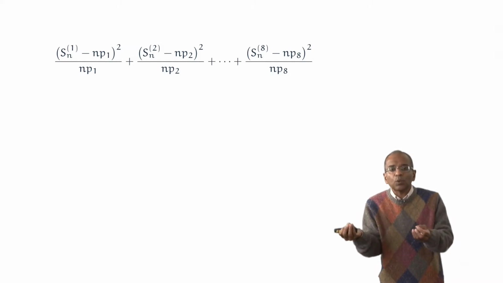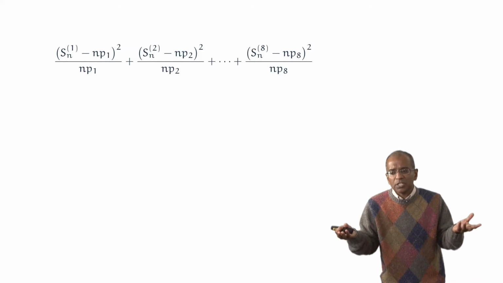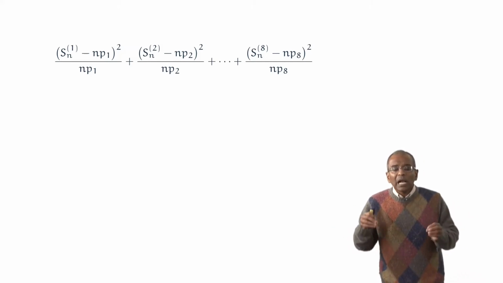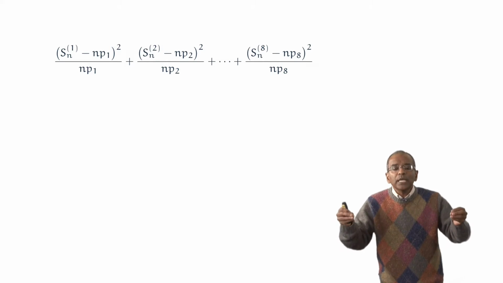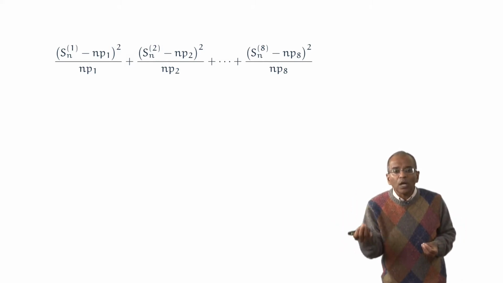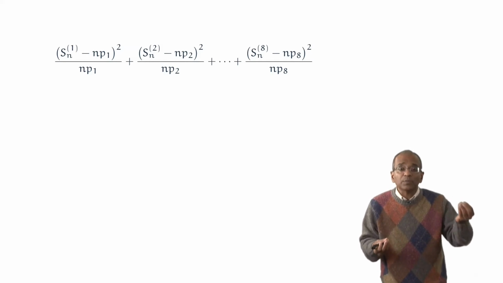Determine the values Sn1, Sn2 through Sn8. Very simple. That's simply a matter of putting them into bins and counting. Compare each to the pre-calculated values n times p1, n times p2, through n times p8.